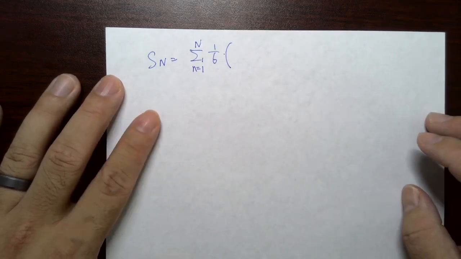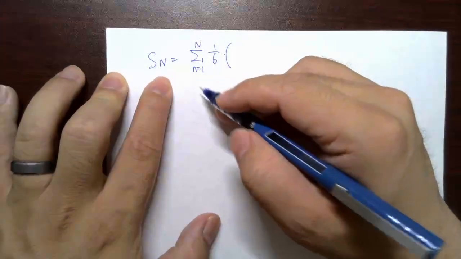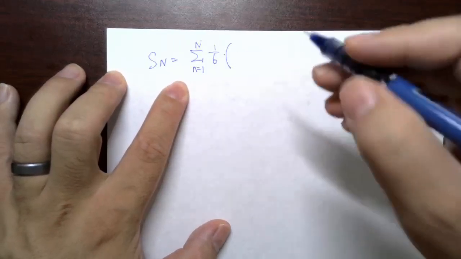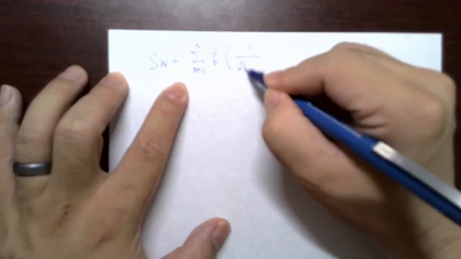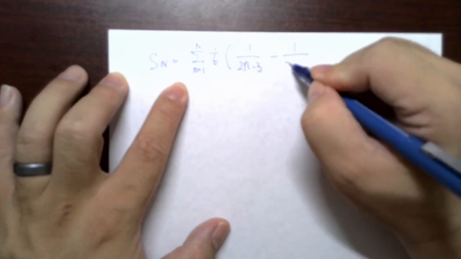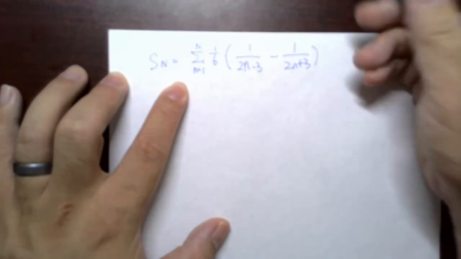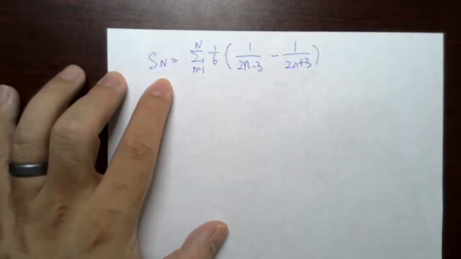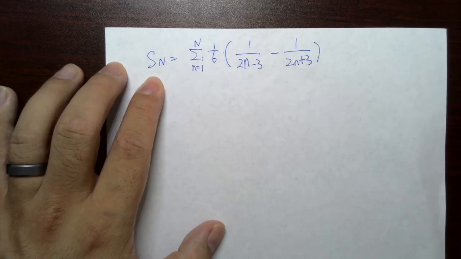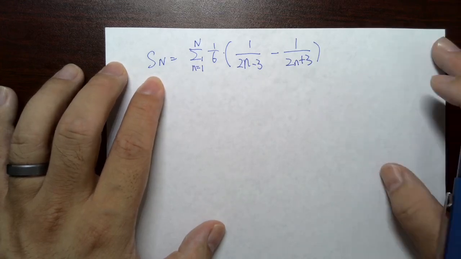All right, so let's look at this problem. The sum from n equals 1 to capital N of 1/6 times (1/(2n−3) − 1/(2n+3)). Okay. This type of question is typically called telescoping cancellation, when you write it up.